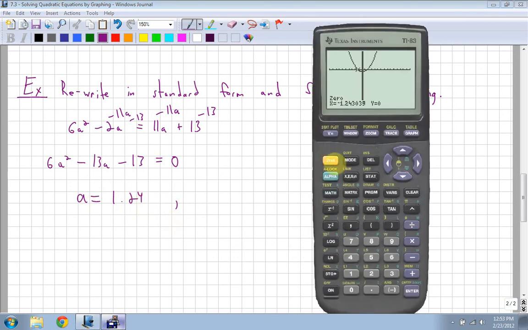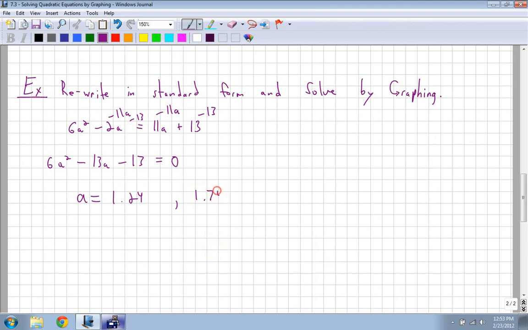And the second one, calculate the zero, left bound, so I go to the left of where the zero is, press enter. I go to the right of where the zero is, so make sure you cross the line. You have to cross the line. Press enter. And the next one is at 1.74. So my two values would be negative 1.24 comma 0 and 1.74 comma 0. Those would be my two points.